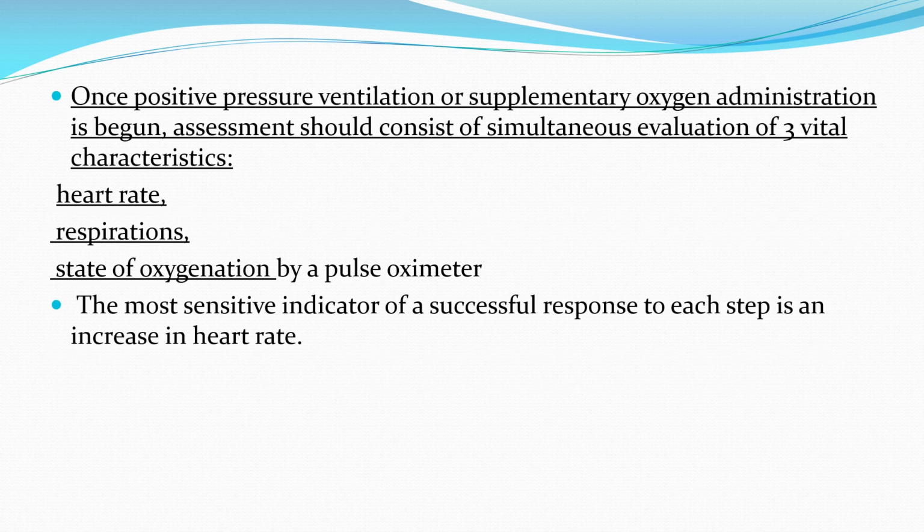Once positive pressure ventilation or supplemental oxygen administration is begun, assessment should consist of simultaneous evaluation of 3 vital characteristics: the heart rate, the respiration, and the state of oxygenation by pulse oximeter and ECG monitor. The most sensitive indicator of a successful response to each step is an increase in the heart rate. So the most important indicator of successful response to each step of resuscitation, including the initial steps and positive pressure ventilation, is the increase in the heart rate.